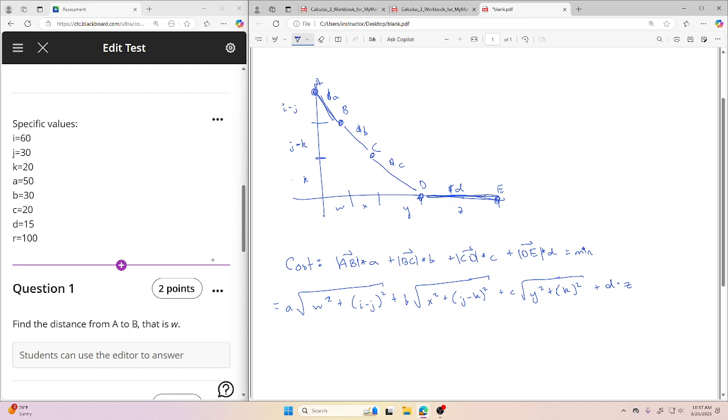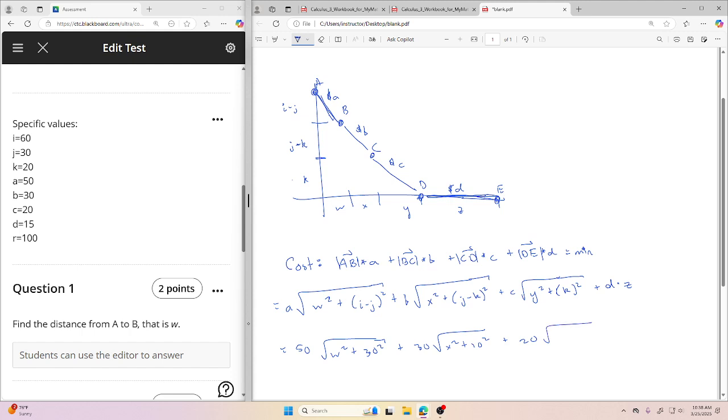Do I have some of these numbers? Like I minus j? Yes. I got the k's and all that stuff, so I can at least start putting some of these numbers in. So we got 50, I got w squared, 30 squared, 30. I'm just putting them in, right? 10, 20, 20 again, and then d is 15 times z.